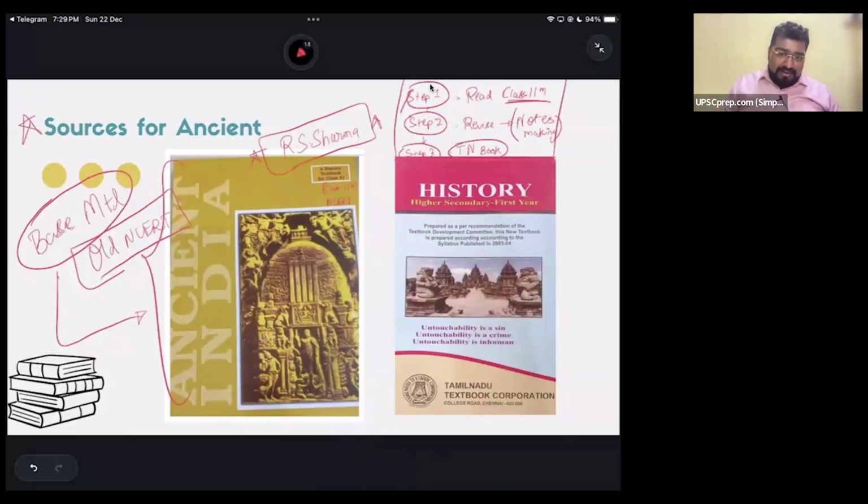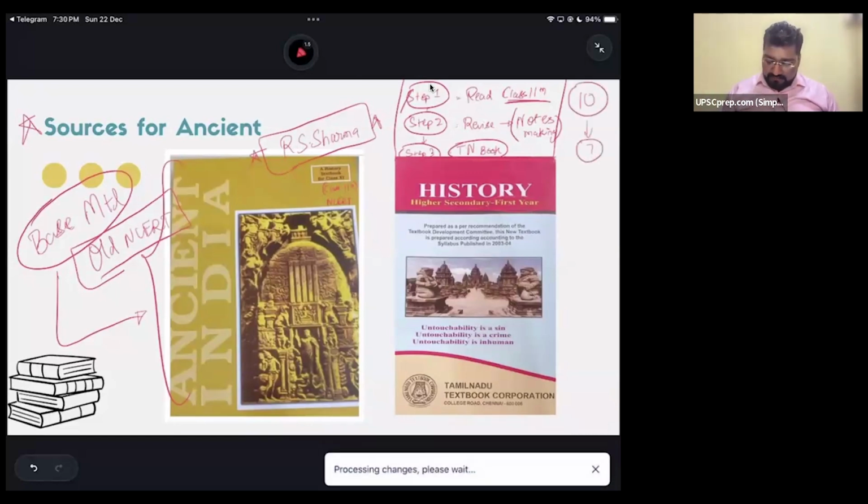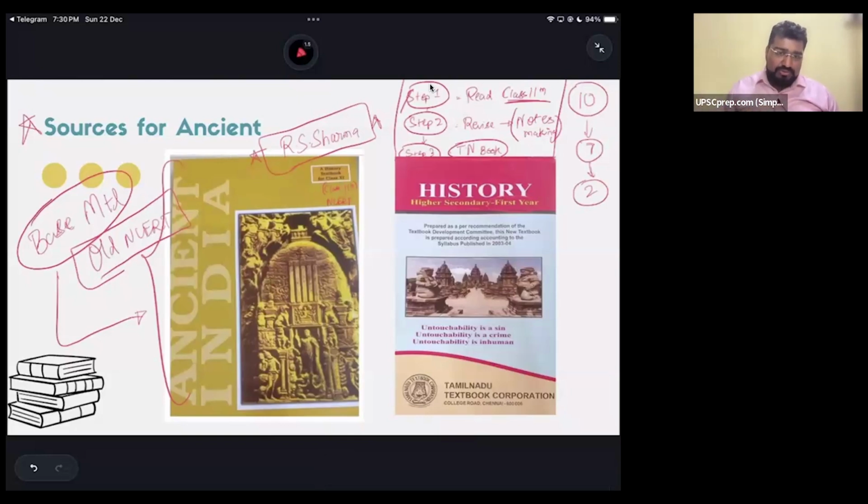It will look a little bit cumbersome, it's looking like a burden to you people right now because there are multiple steps involved. But let me tell you, when you read class 11th for the first time, it will take hardly 10 days. For revising it again and making notes, it will take 7 days. And then the Tamil Nadu book, you can skim through it in 2 days. It's very short, hardly 120 pages for ancient. In roughly 20 days you will be completing your ancient, and then you need not refer to any other source.